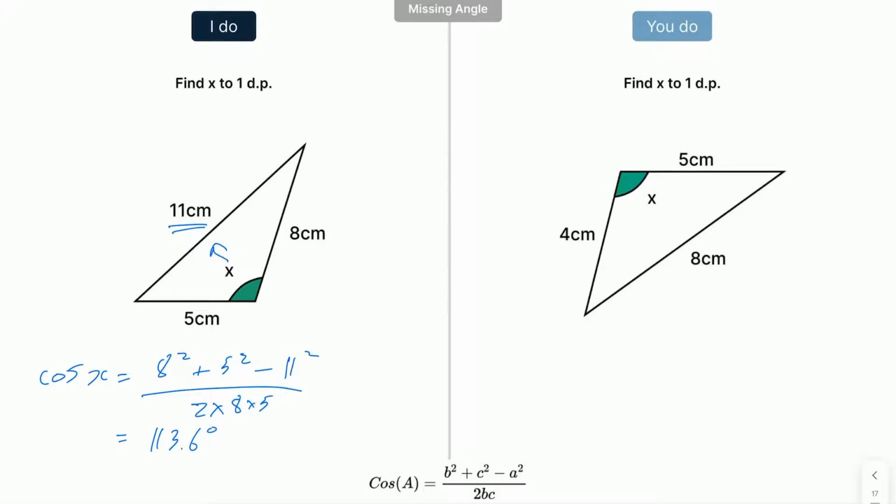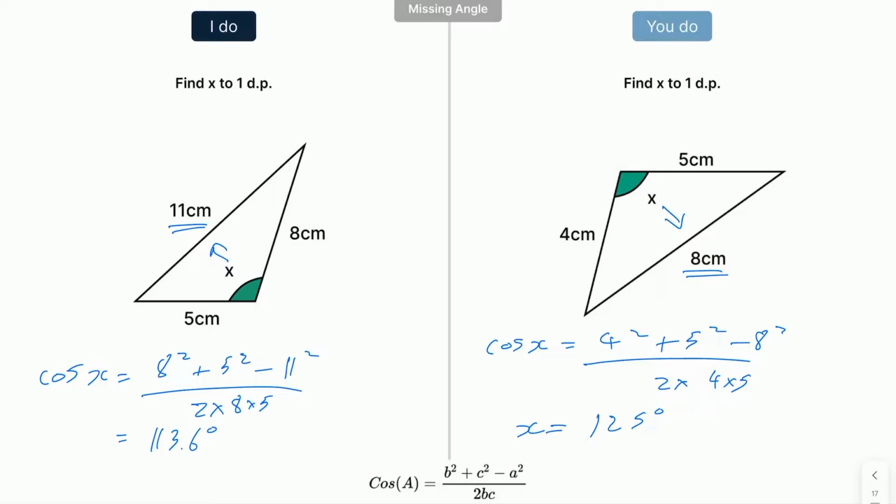It's also good to sense check it. You can see that this angle is an obtuse angle, so it's greater than 90 degrees. Is my answer greater than 90? Yep. So always worth sense checking these as well. So again, hopefully you started with labeling the side opposite the angle, and that is 8. Now you know what A is in the formula, so it's a breeze to write the formula down. That becomes that, all over 2 times 4 times 5. And for x, when you find the inverse, it is 125 degrees.